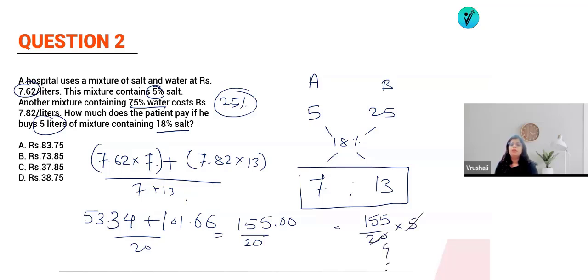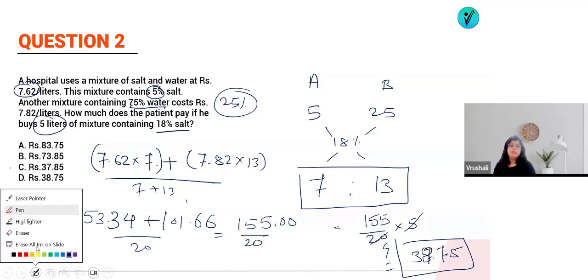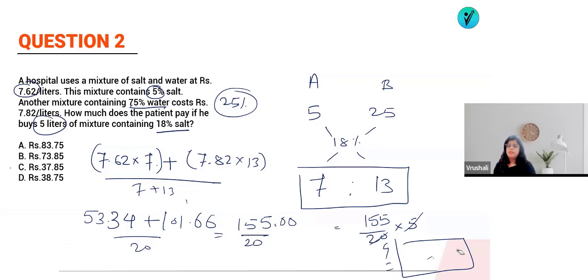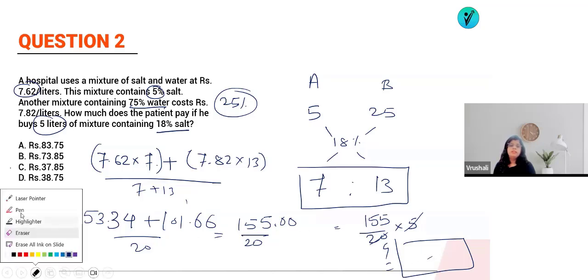5 ones are 5, 4 fours are... 4 threes are 12. There will be 3. Sorry, 4 threes are 12, 4 eights are 32. Wait a moment. Sorry. If you solve it, what will be the answer?